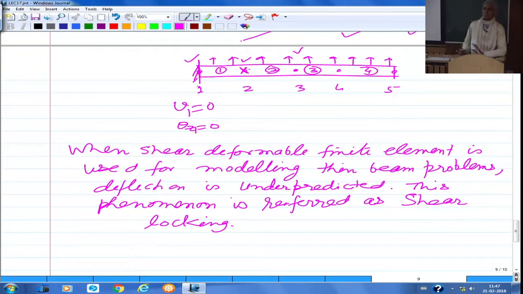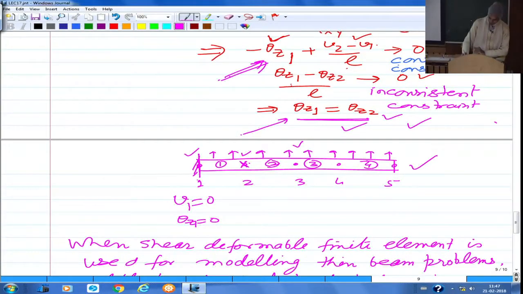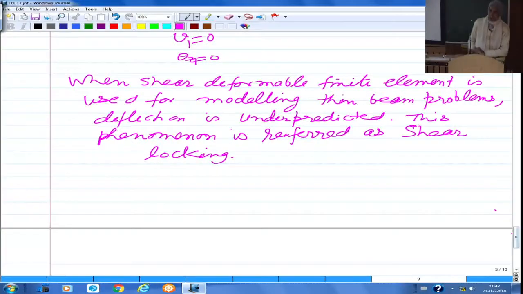So you might be thinking that I am using a better element, it also has shear deformation in it, but by using it for a thin beam problem, when you look at your deflection, you find that the deflection is actually under predicted. As I said, if L by h is infinity, the deflection should theoretically be infinity, because the beam has hardly any thickness and hardly any stiffness. But this two-noded Timoshenko beam finite element will give you zero deflection because of these constraints. This kind of situation we refer to as shear locking.